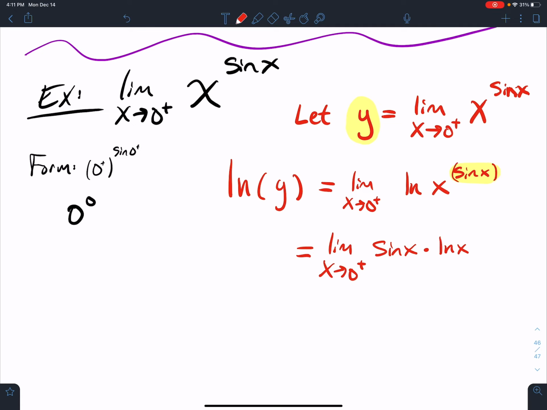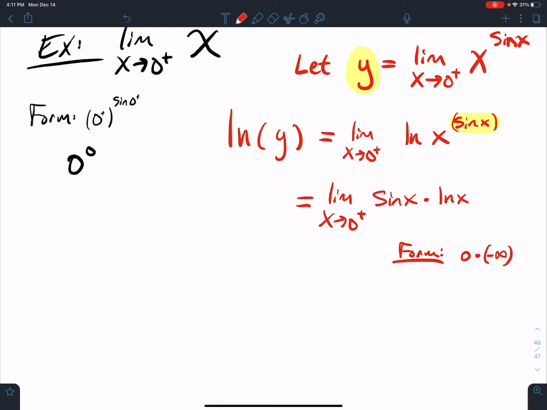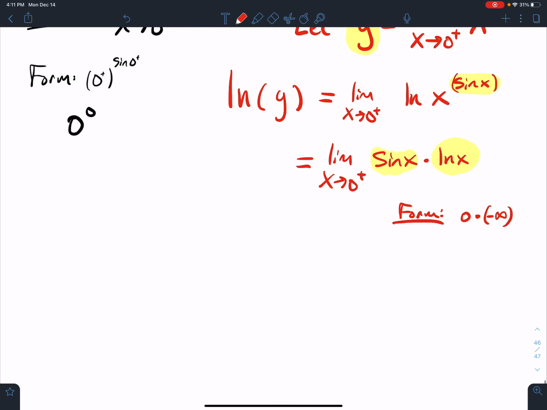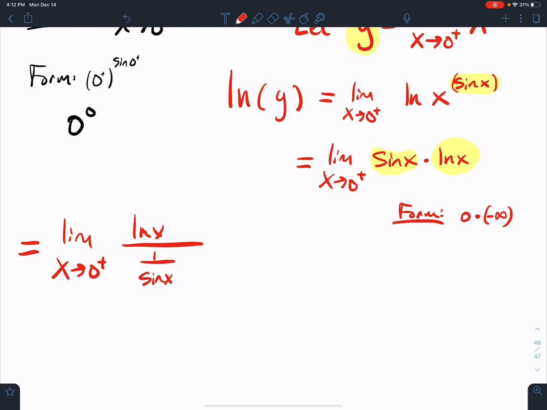Well, sine of 0 is 0. And ln of 0 from the right is negative infinity. So we know how to handle this form, okay? We don't like to do the reciprocal of natural log, so that means that leaves us doing the reciprocal of sine x. And so when we do that, what do we get? We get the limit as x goes to 0 from the right of ln x in the numerator, but in the denominator it's 1 over sine x.